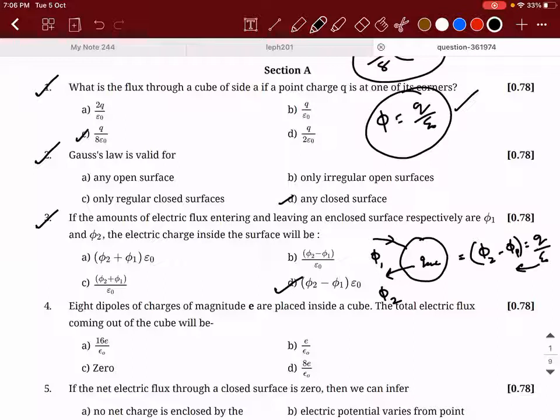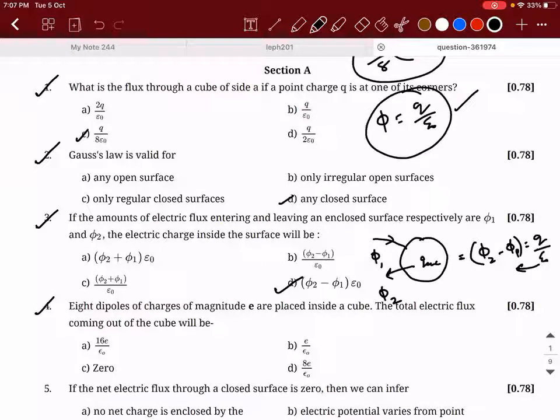Yes, sir. Why is option A not right? Your option A is wrong, because phi1 is going inside the surface, so one has to be considered as negative. That's right.